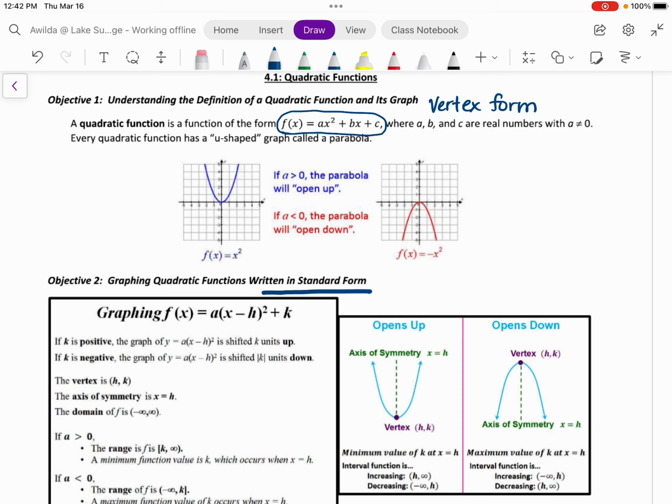The standard form is f of x or y equals a times x minus h quantity squared plus k. These two forms can be interchanged. In other words, we can take the vertex form for the equation of a quadratic function and manipulate it so that it is converted into the standard form and vice versa. So these are just two alternate ways of writing the equation of the very same function. Let's look at standard form in more detail, and later on in this lesson, we'll come back to vertex form.